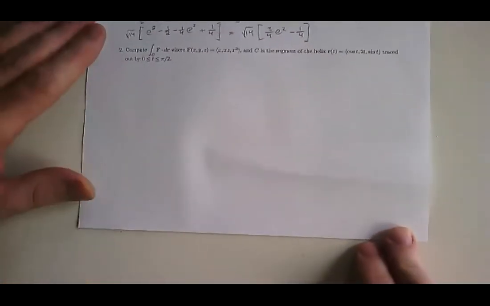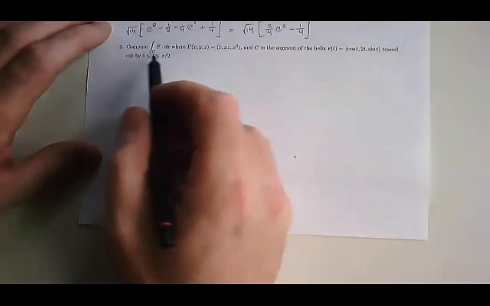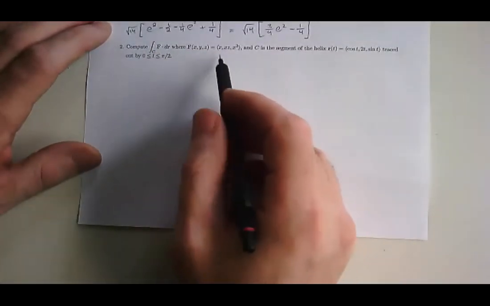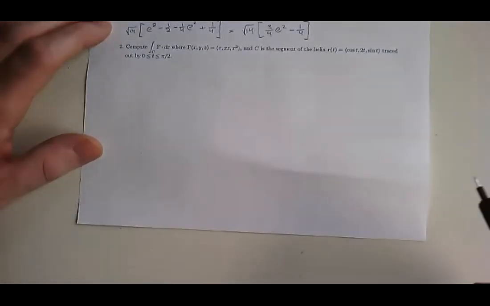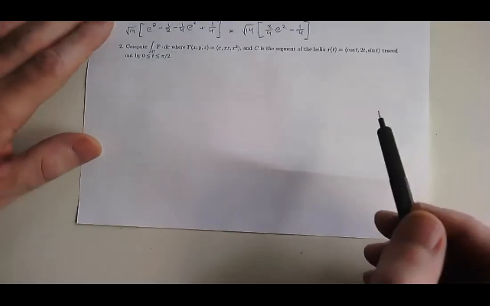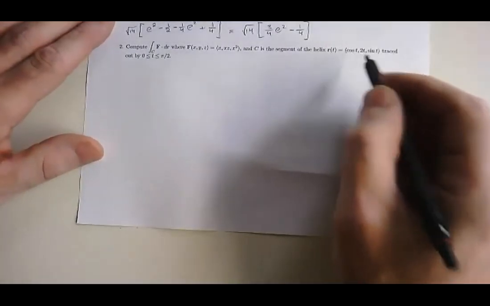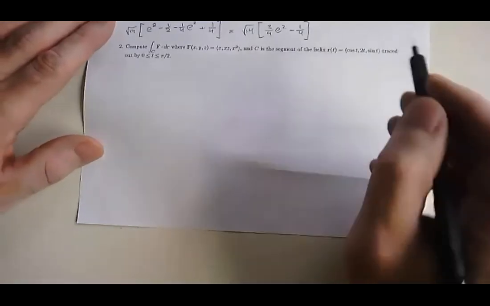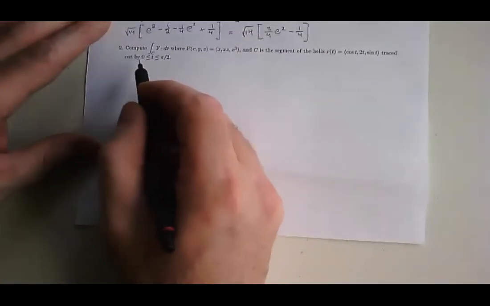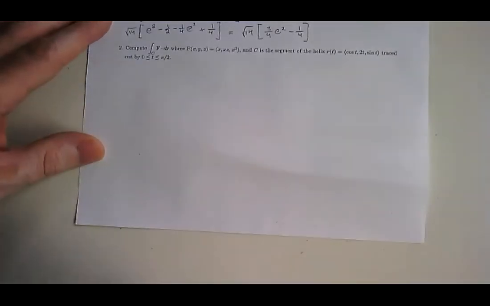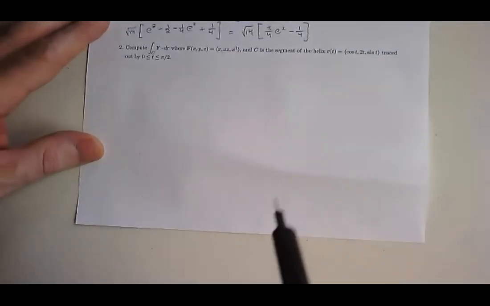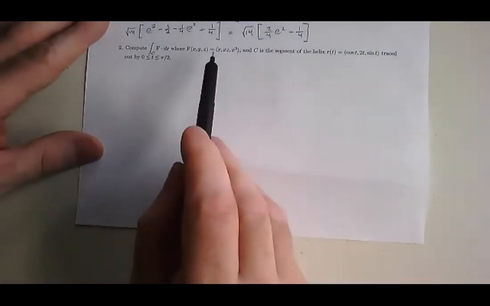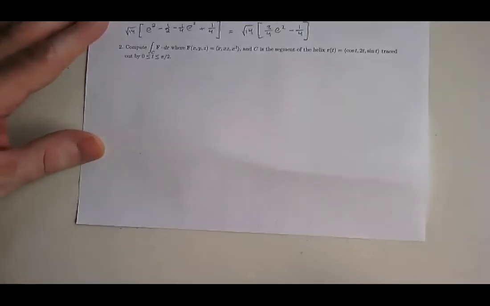Okay, so problem 2 here. Problem 2 gives us our function f of x, y, z is x, xz, x squared. C is the segment of a helix. Ooh, okay, so now we have a path that's not a line, following r of t equals cosine t, 2t, sine t. We're going to trace this out from t equals 0 to t equals pi over 2. So graphically, what's going on here? Well, we're following this helix path in 3 dimensions, and we're integrating this function at every point along that path. That's the idea here of this line, this path integral.